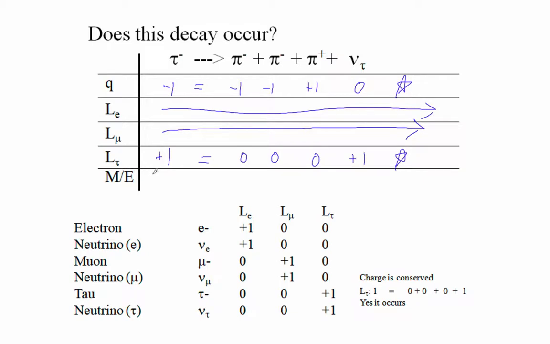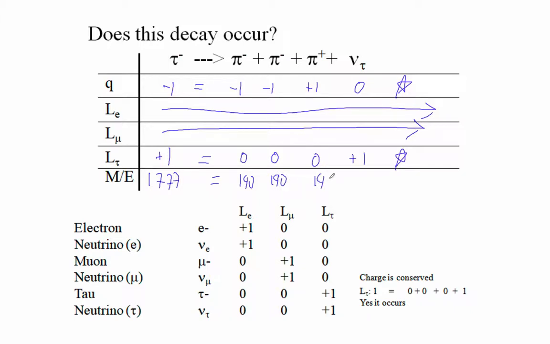Let's look at mass energy. So this guy, the tau, is 1777. That was a good year, right? Is that right? That's right, yeah. And then that's turning into the pi minus, which is what, 140. 140. Pi plus is also 140.